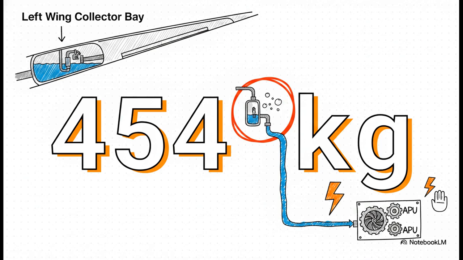Here's why that matters. If the fuel level in that left tank drops to roughly 454 kilograms or less, the auxiliary fuel pump in the collector bay is no longer fully submerged. And if it's not submerged, it can suck air right into the APU fuel feed line. That air leads to APU surging and ultimately an automatic shutdown. This is a critical operational threshold right out of the manual.